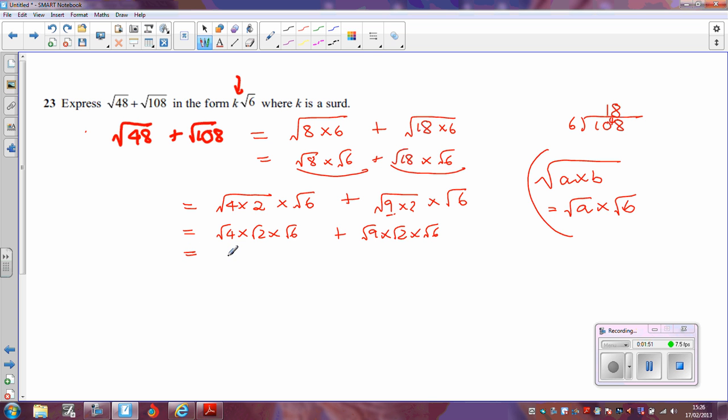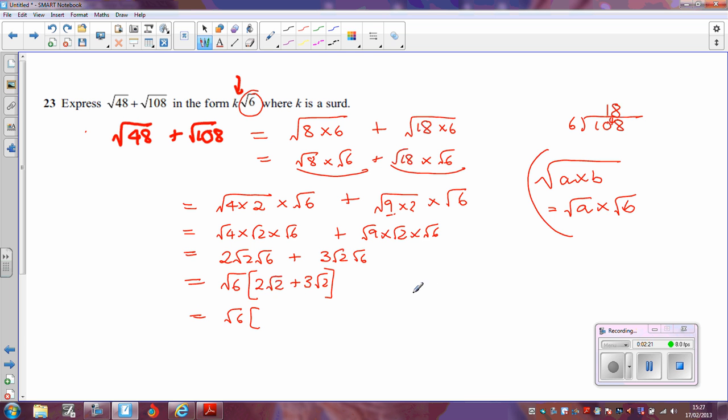Now the square root of 4 is 2, so in fact this becomes 2 root 2 root 6, and this becomes 3 root 2 root 6. Now I want my root 6 to only appear once, and I can see that root 6 here is a common factor. So I'm going to take out root 6, and in the bracket I'm going to have 2 root 2 plus 3 root 2. So continuing, there's my root 6.